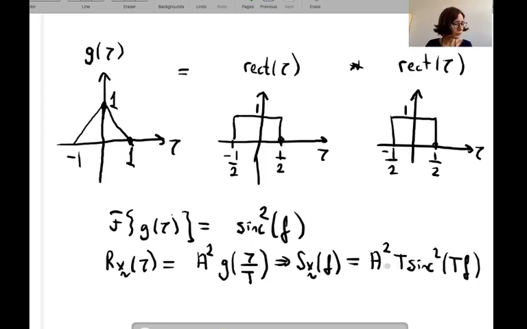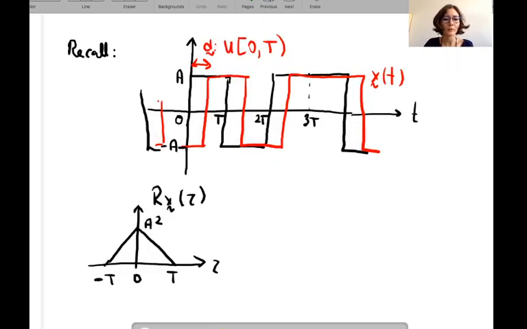Now, the second part of the question asks us to find the average power. Well, one way to do it, you could actually integrate this between minus infinity and infinity, but this is the more complicated approach in this case. Very simply, how do you find the average power? The average power is immediately hidden in the expression of the ACF, so you just look at Rx of tau at tau equals 0, and this is equal to the average power, which is a square in this case.